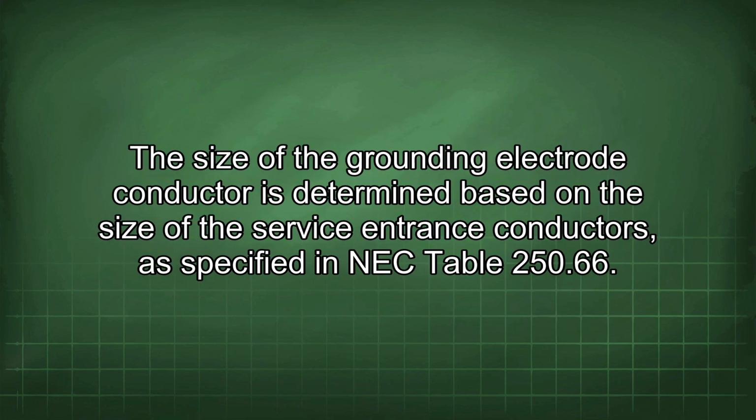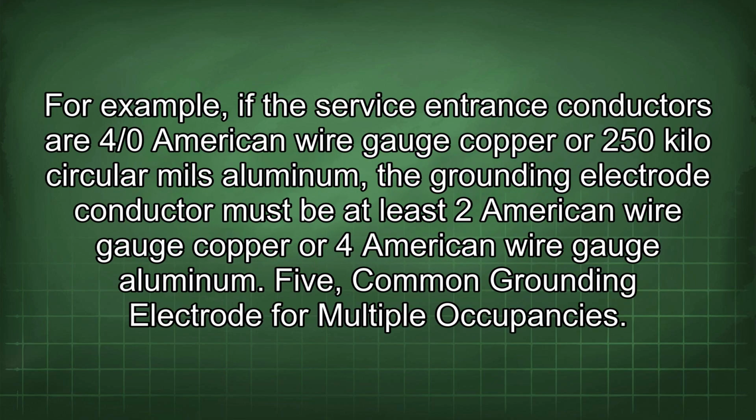The size of the grounding electrode conductor is determined based on the size of the service entrance conductors, as specified in NEC Table 250.66. For example, if the service entrance conductors are 4/0 American wire gauge copper or 250 kilocircular mils aluminum, the grounding electrode conductor must be at least 2 American wire gauge copper or 4 American wire gauge aluminum.